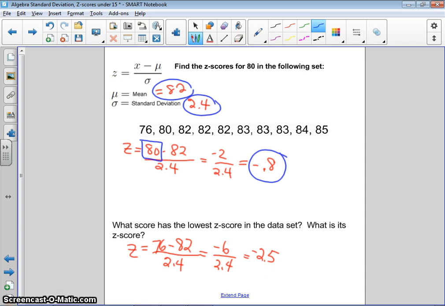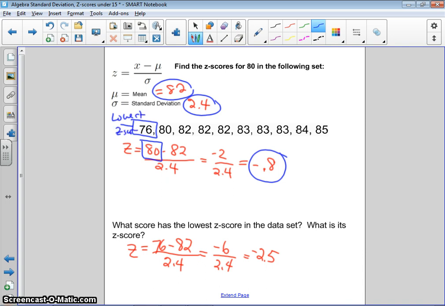Now, for the second part of the problem, you have to think just for a bit to figure out what we're going to take the z-score of. It says, what score has the lowest z-score in the data set? Well, it's always going to be the lowest number in the data set that's going to have the lowest z-score.